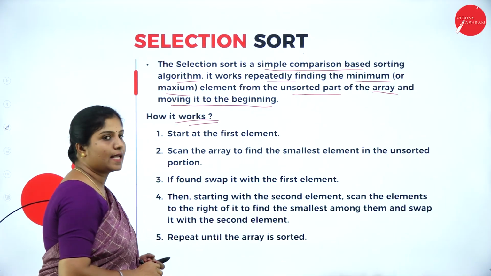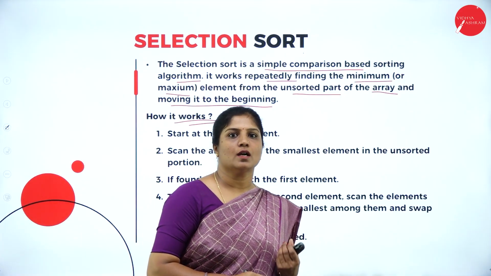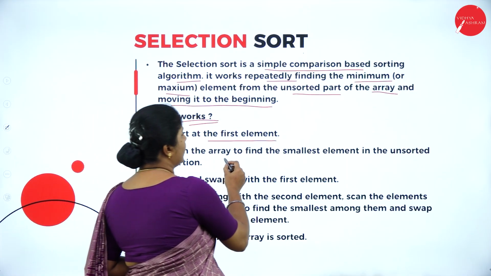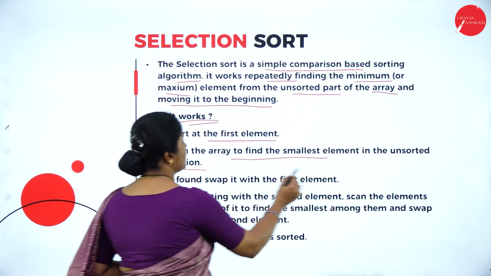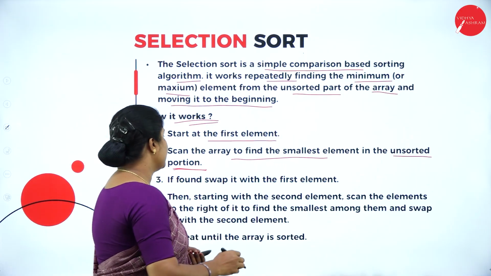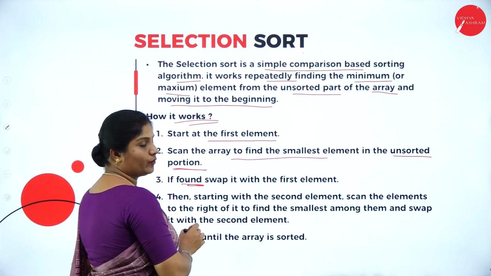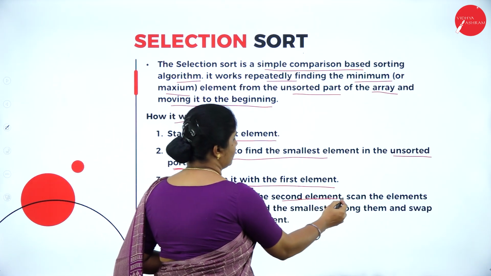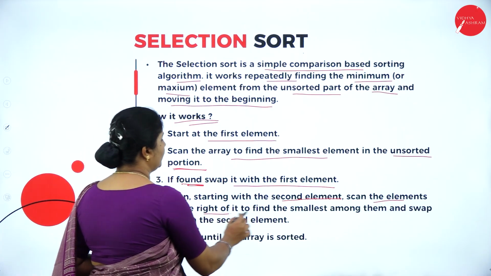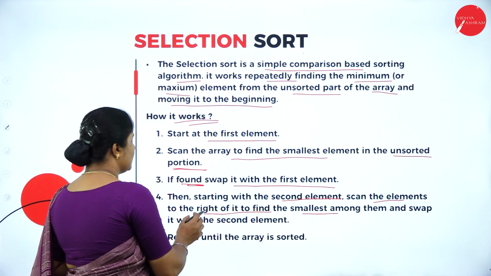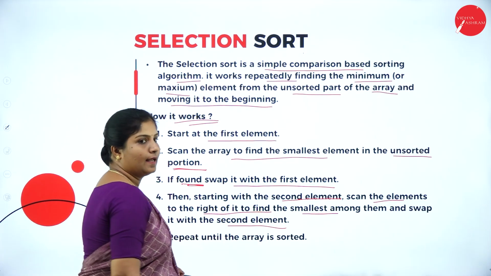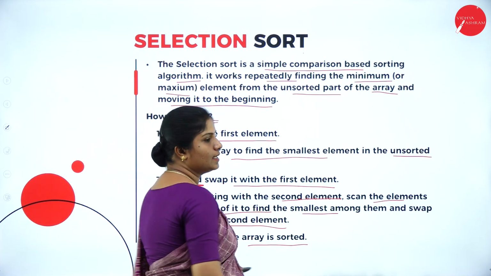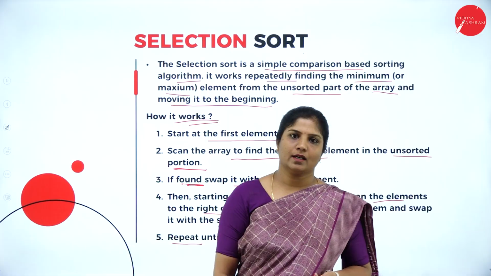Let us have a look into how the selection sort works. Firstly, start from the first element, then scan the array to find the smallest element in the unsorted portion. Next, if found, what we should do? Swap it with the first element. Then starting with the second element, scan the elements to the right of it, find the smallest among them and swap it with the second element. So like this, the process repeats until the array is sorted in ascending or descending order.